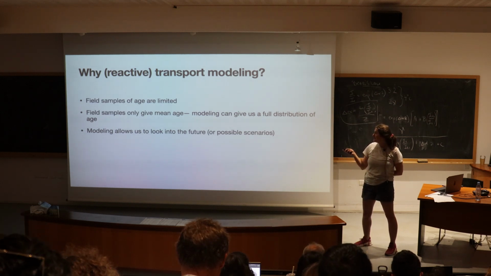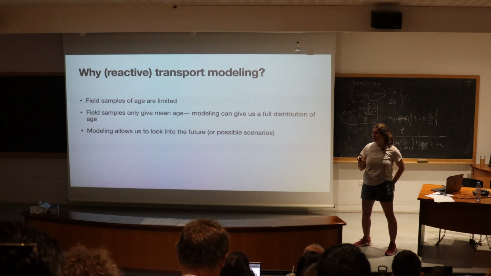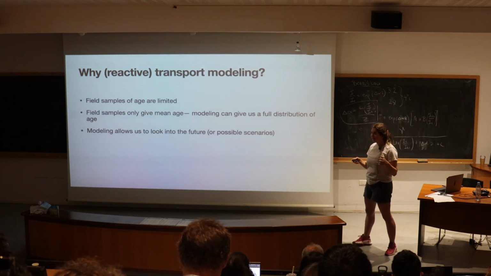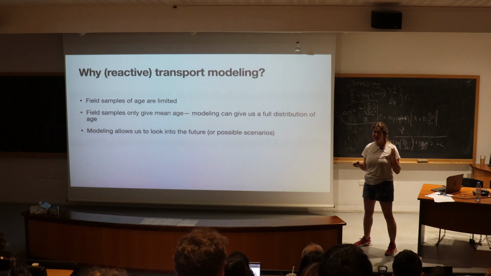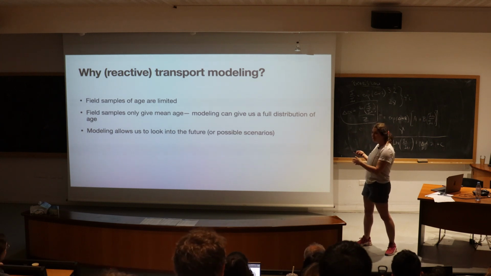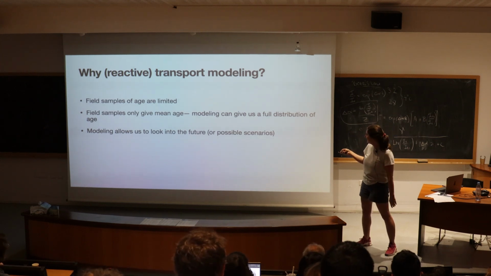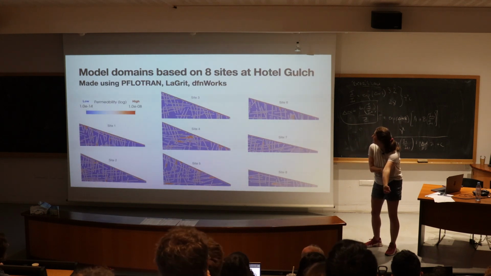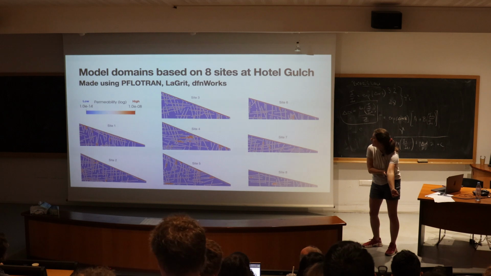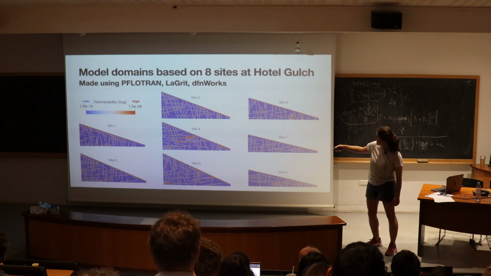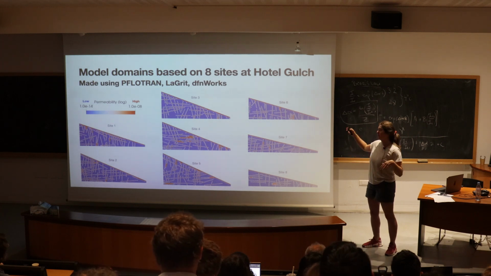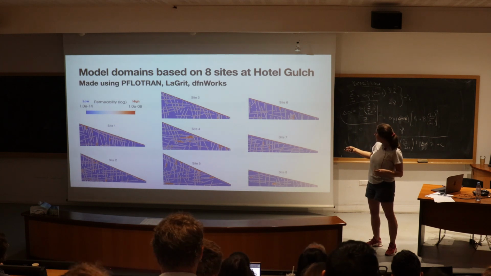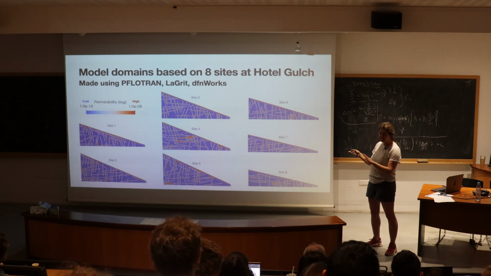And I have reactive in parentheses because right now I only have passive tracer species in my model, but going forward I will be looking at dissolution of primary minerals and precipitation of clays, so it will be reactive in the future. So here I created model domains for 8 sites at Hotel Gulch. And right now the only difference between these is their slope angle. In reality, the regolith depths are different, the sediment depths are different, and the stream bed hydraulic conductivity is different, but I have to add that.